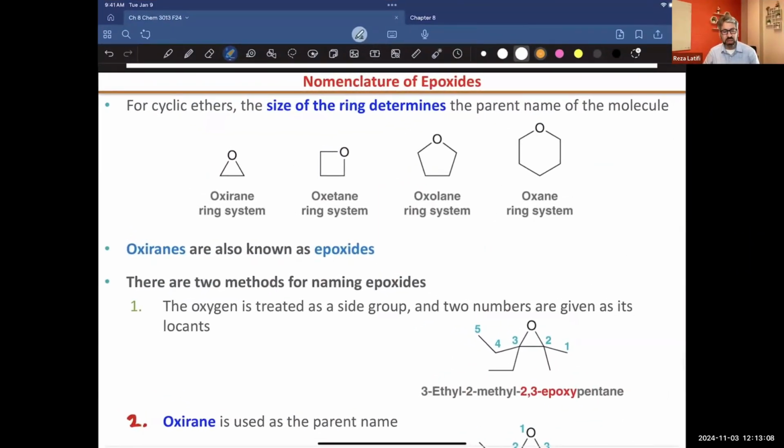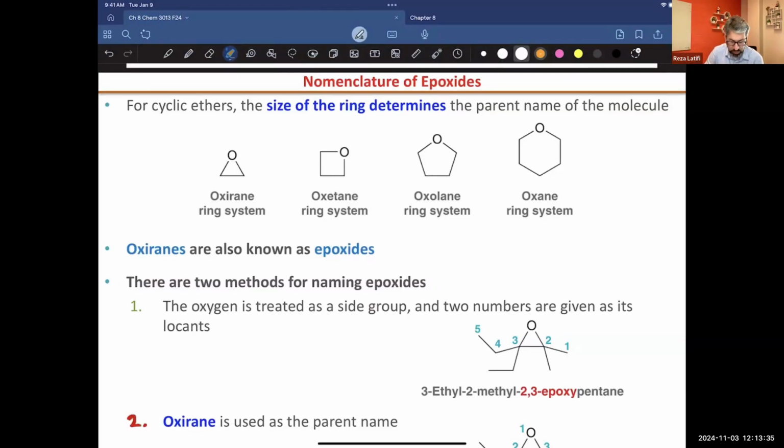Now I'm going to switch to epoxide. With epoxide we're still talking about an ether, but our oxygen this time is involved in a ring. Technically, it's forming a ring instead of just a linear molecule, and that's the reason we call it an epoxide. The ring can be made of 3 members, 4, and go up, and each one has a common name.